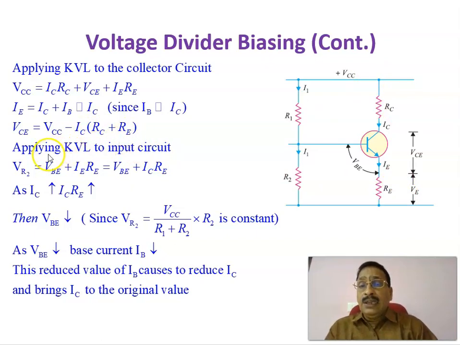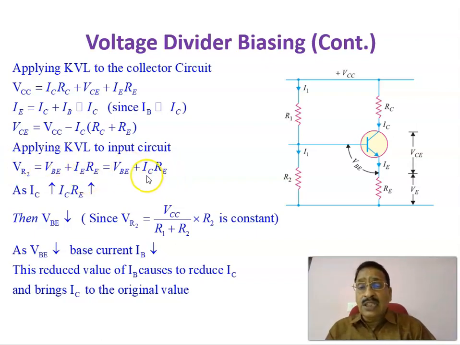Now applying Kirchhoff's voltage law to the input loop, this voltage is given by VR2, which is equal to VCC divided by R1 plus R2 into R2. That VR2 equal to VBE plus the drop across RE, IE into RE. But IE is approximately equal to IC, so we replace IE by IC, so that VR2 is equal to VBE plus IC into RE.